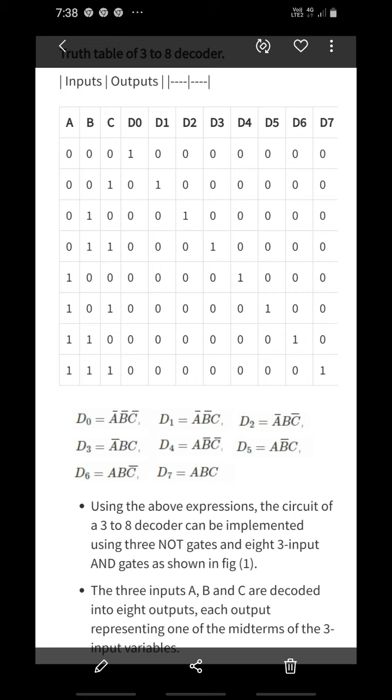D2 is equal to A bar, B, C bar. D3 is equal to A bar, B, C. D4 is equal to A, B bar, C bar. D5 is equal to A, B bar, C. D6 is equal to A, B, C bar. And D7 is equal to A, B, C.